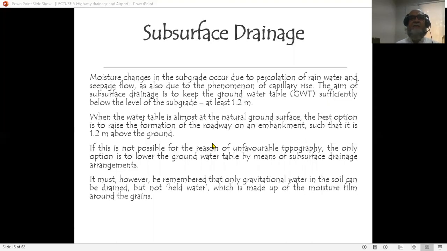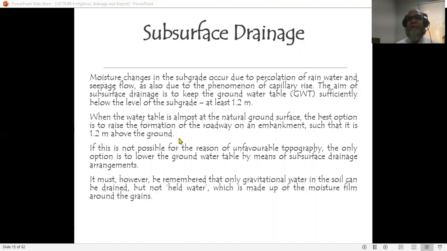Another type of drainage is subsurface drainage. What is subsurface drainage? We can define it this way: moisture changes in the subgrade occur due to percolation of rainwater and seepage flows, as well as the phenomenon of capillary rise. The aim of subsurface drainage is to keep the groundwater table sufficiently below the level of the subgrade, at least 1.2 meter. When the water table is almost at the natural ground surface, the best option is to raise the formation of the roadway on an embankment such that it is 1.2 meter above the ground.